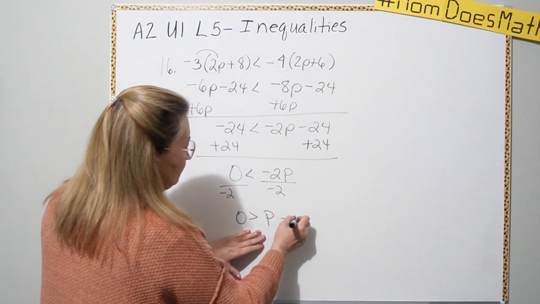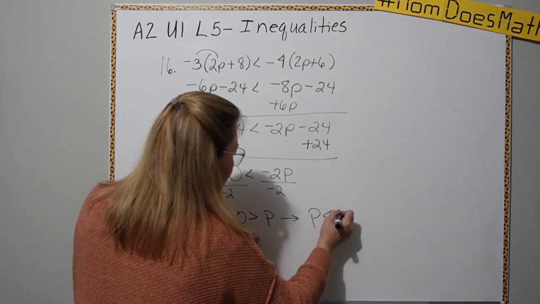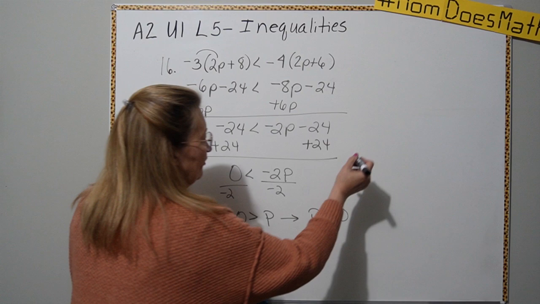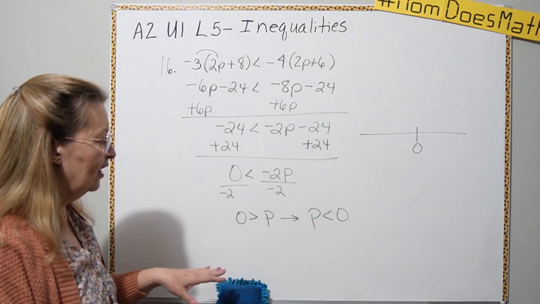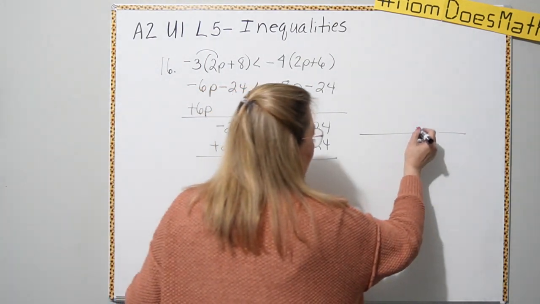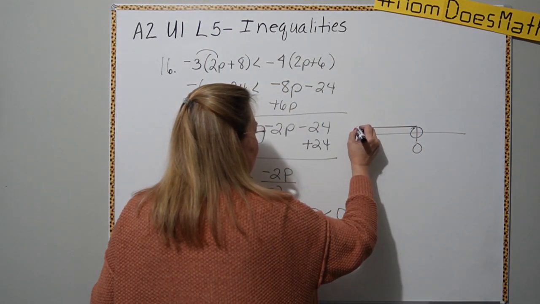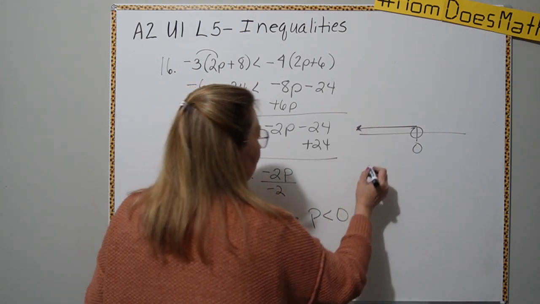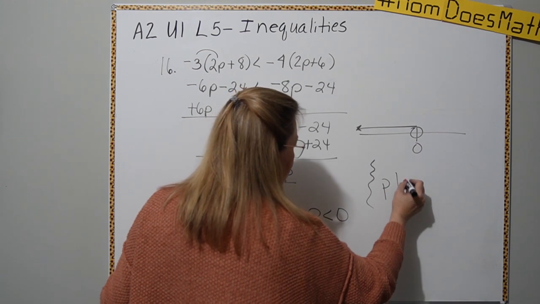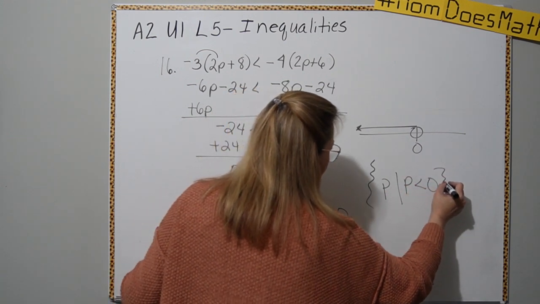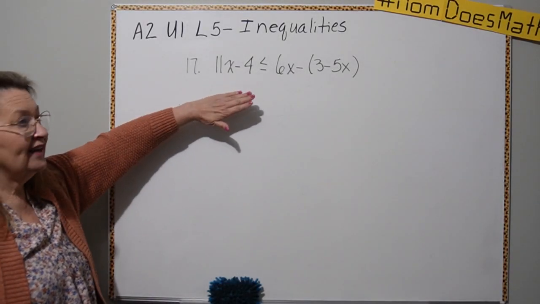So next, because I do like my variable on the left, I'm going to flip the whole thing and then I'm going to graph it. So I'm just going to go to one of the hash marks and make it 0. Since this is less than, we do have an open circle. For p to be less than 0, it would have to be in this direction. Now to write this in set builder notation, you're going to put p such that p is less than 0 and close your brace.